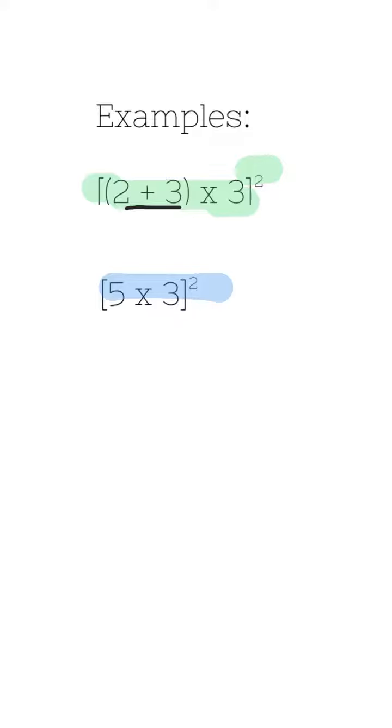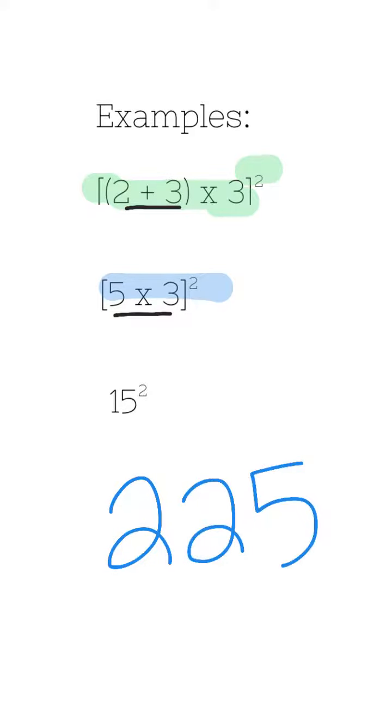Now I'm going to complete what's in my bracket, which is 5 times 3 is 15 with the squared at the top there. So my final answer is 15 squared is 225.